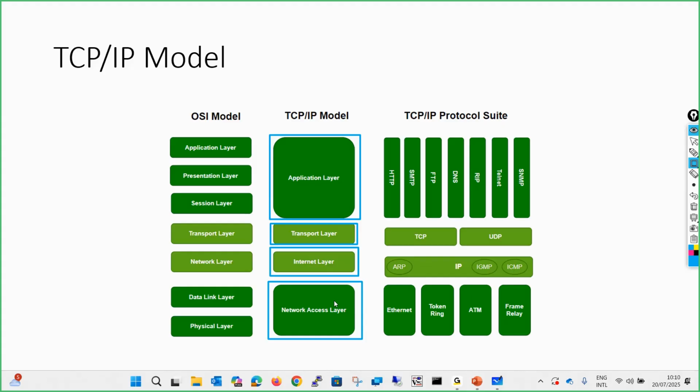Now we'll consider one live example, and then we'll straight away move to the subnetting part. Now consider a user, and let's say this is a server.